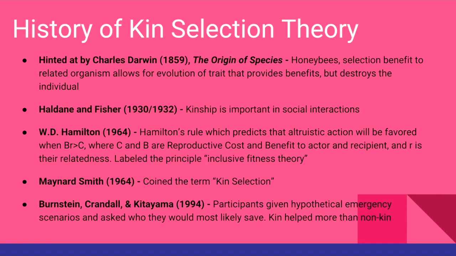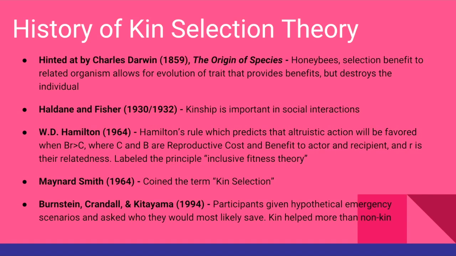Most importantly, W.D. Hamilton in 1964 created the rule which predicts that altruistic action will be favored when BR is greater than C, where C and B are reproductive cost and benefit to actor and recipient, and R is their relatedness. Maynard Smith, the same year, coined the term kin selection.